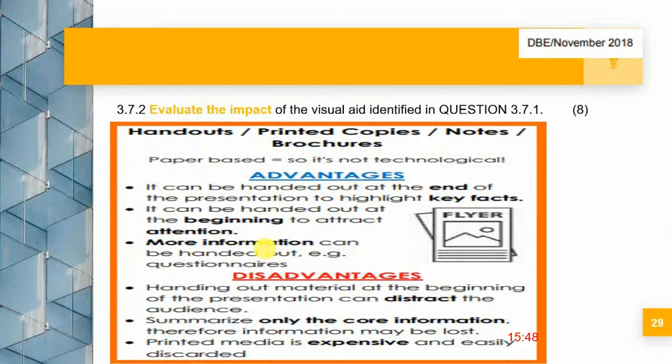Evaluate the impact of the visual aid. For handouts, printed copies, notes and brochures, these are non-technological. You use technology to prepare them, but when you give it to someone, they're non-technological. It can be handed out at the end of the presentation to highlight the key facts. Or you can hand it out at the beginning to attract attention. The first one that comes to mind is at the beginning of it.